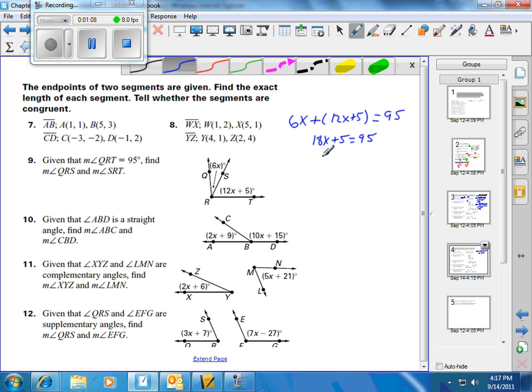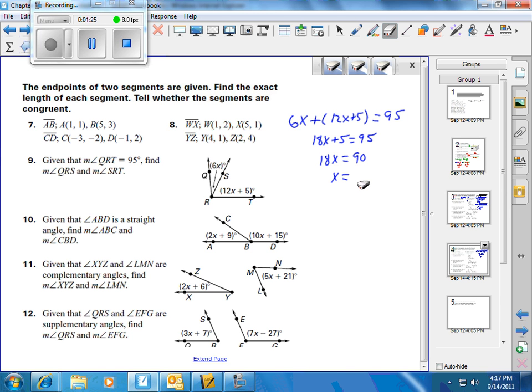So we'll subtract 5 from each side to begin getting x by itself. So 18x is equal to 90. x is going to equal 90 divided by 18. And what is that? Let me get my calculator out. So we got 90 divided by 18, which is equal to 5. So x is equal to 5.